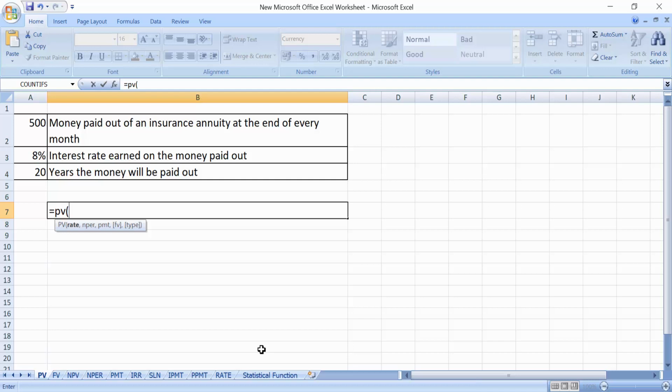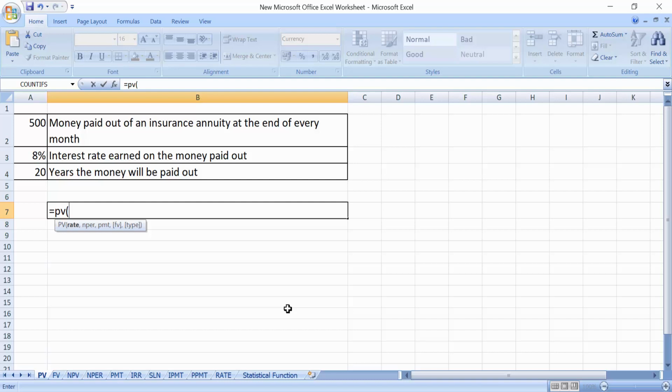Now here I give one example. Suppose you are thinking of buying an insurance annuity that pays rupees 500 at the end of every month for the next, for example, 20 years, right? So here the data is 500, that is the money paid out of the insurance annuity at the end of every month. Then 8%, that is the interest rate on the money paid out, and for 20 years the money will be paid out, right?